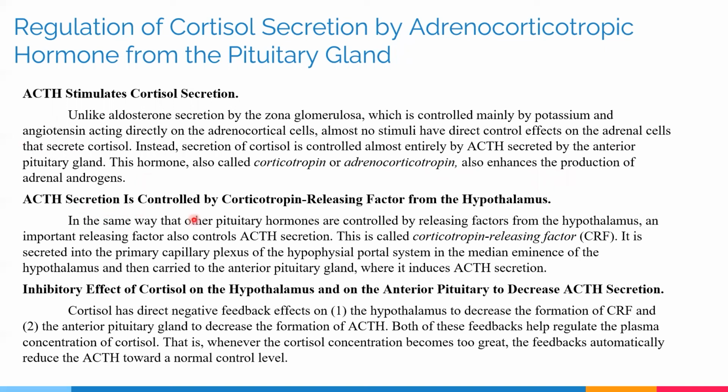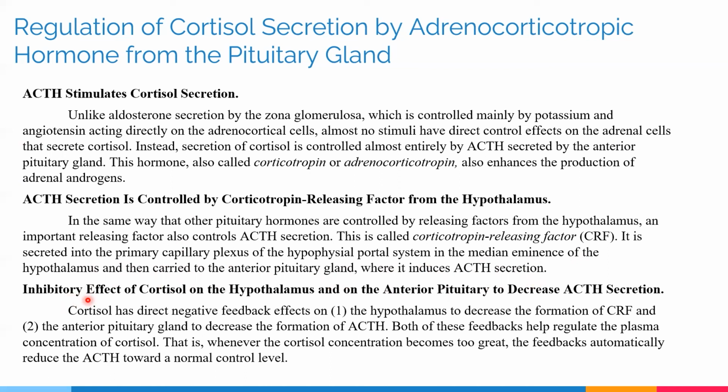ACTH secretion is controlled by corticotropin releasing factor from the hypothalamus. In the same way that other pituitary hormones are controlled by releasing factors from the hypothalamus, an important releasing factor also controls ACTH secretion. This is called corticotropin releasing factor. It is secreted into the primary capillary plexus of the hypophyseal portal system in the median eminence of the hypothalamus and then carried to the anterior pituitary gland where it induces ACTH secretion.